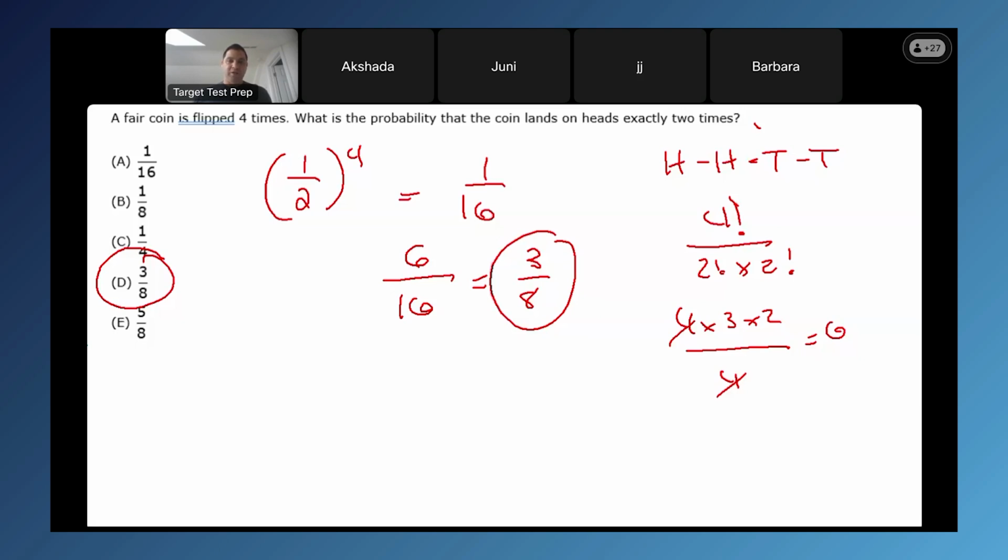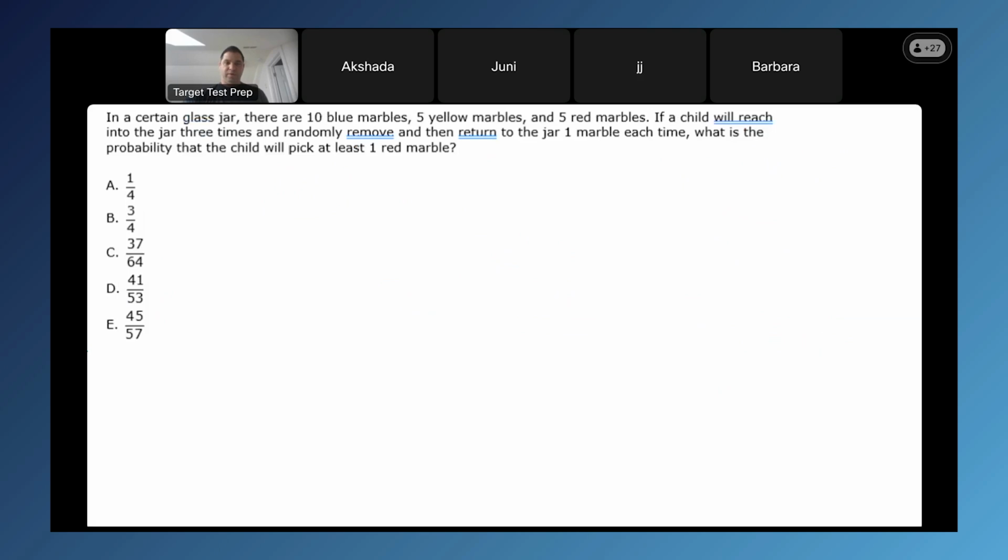Now, the last question before we do a little bit of Q&A is the one where I said we would show an at least type problem. And that is where you can actually save time and save time appropriately. So that's this here.